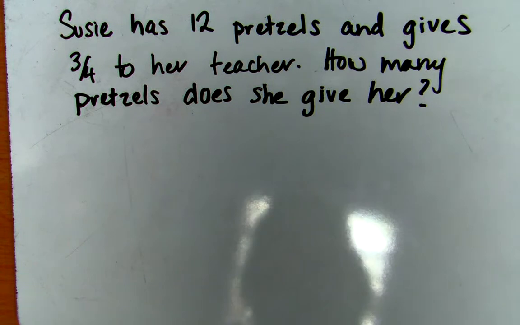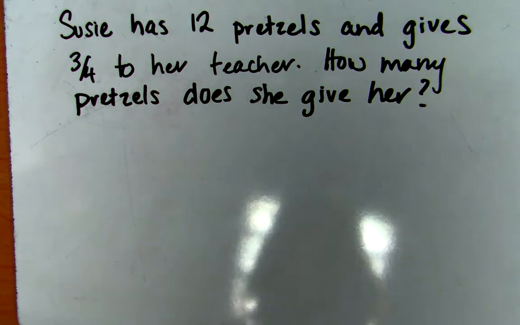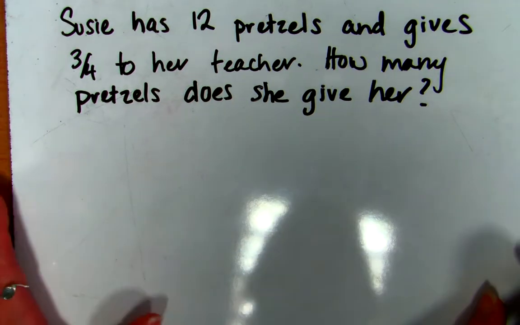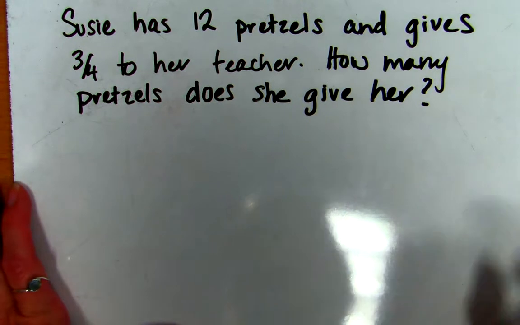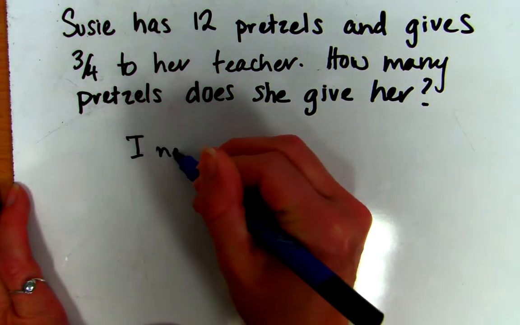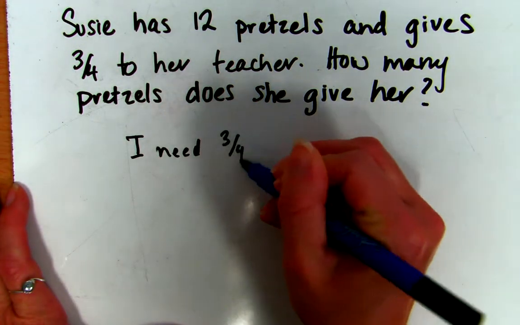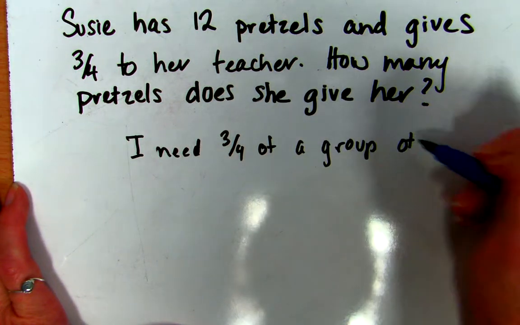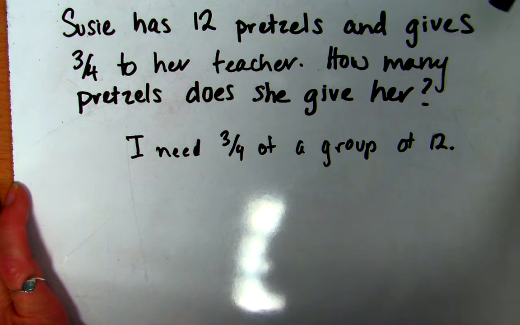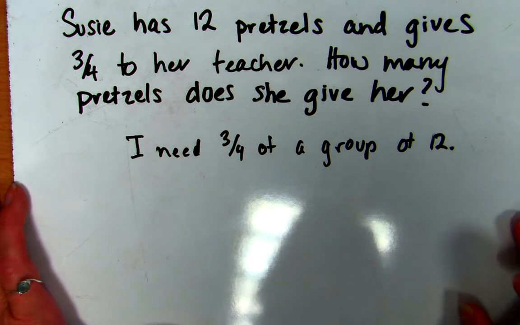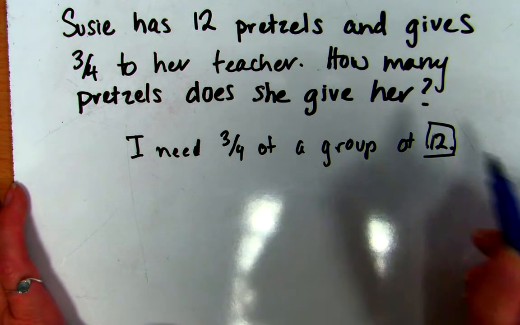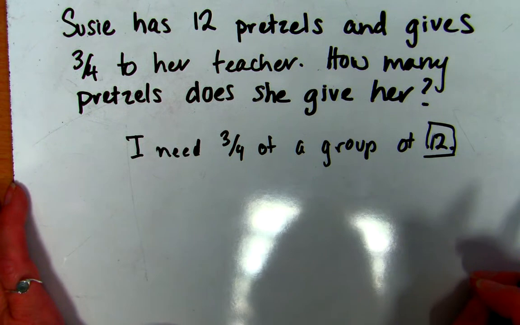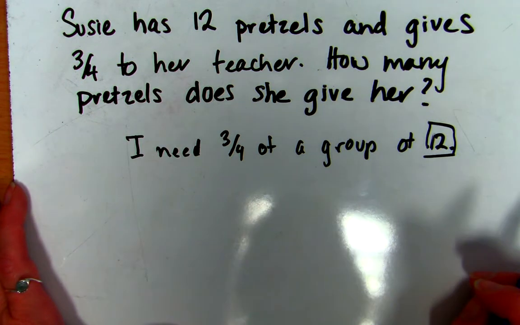Okay, so for example, a problem like this: Susie has 12 pretzels and gives 3/4 to her teacher. How many pretzels does she give? First thing you want to do is maybe think of it in slightly different terms, right? I need 3/4 of a group of 12. So I've got a group of 12 pretzels, and I'm going to be giving 3/4 of those away to my teacher.